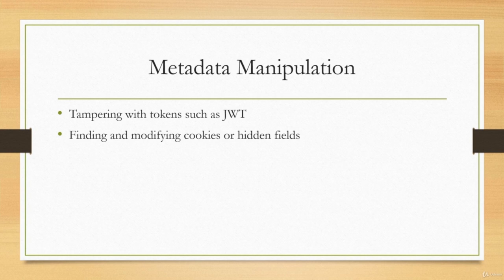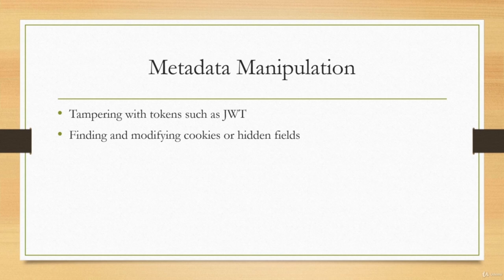And in general, things like metadata manipulation is very common. If you have tokens such as JWT, which I think stands for JSON Web Token, a lot of the times people could attempt to tamper with that information. So if you're storing tokens on the user side, the idea is that you should always be verifying it on the server side. Same sort of idea with cookies or hidden fields. Anything that the user has control over should be validated server side. You should never trust it at face value.